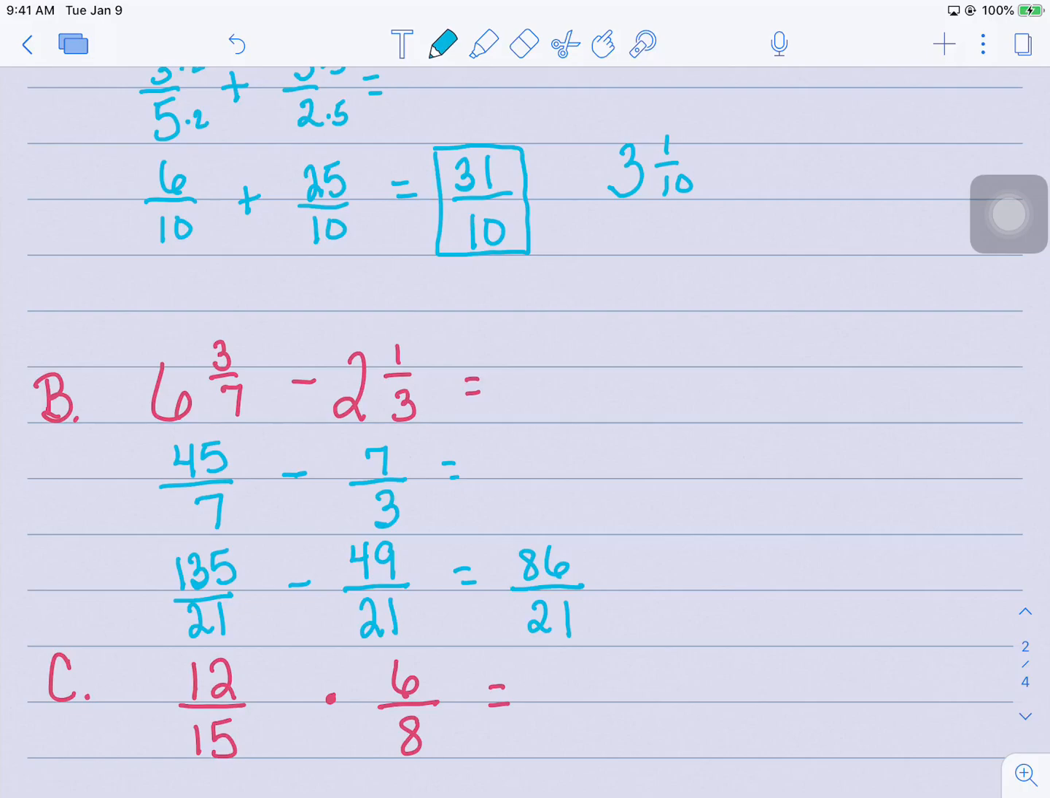Now, if we wanted to change this to a mixed number, this is the same thing as saying 4 and 2 over 21. So either of those at this point would be correct, but try to get away from going back to mixed numbers.